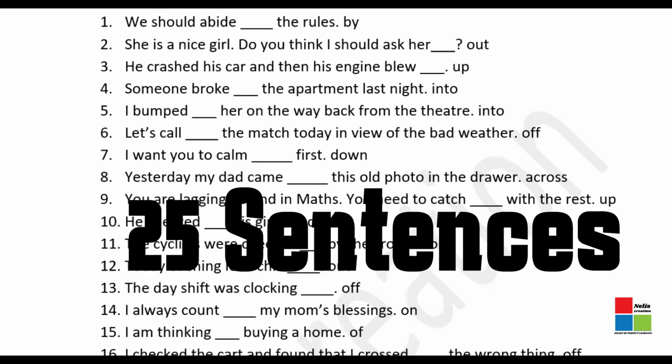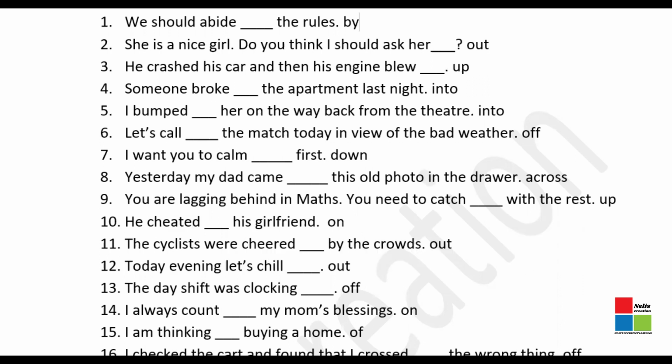Okay, so the first one, we should abide dash the rules. So the answer for this one is by. We should abide by the rules because wherever the word abide is there, it is followed with the preposition by. The next one, she is a nice girl.